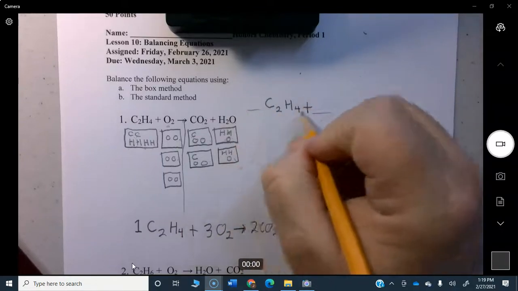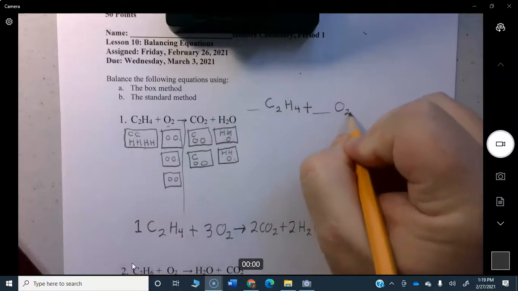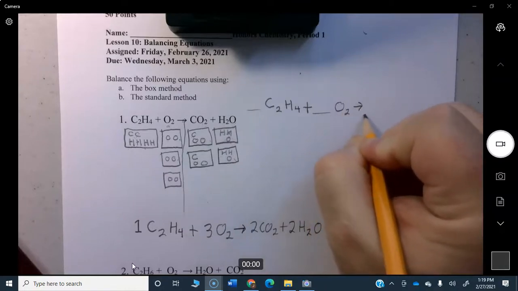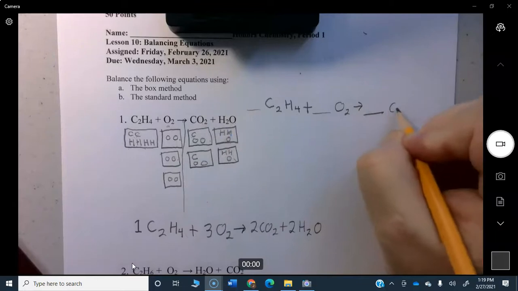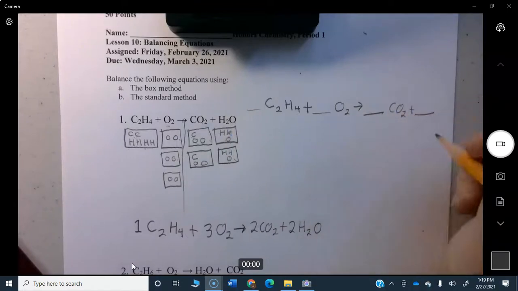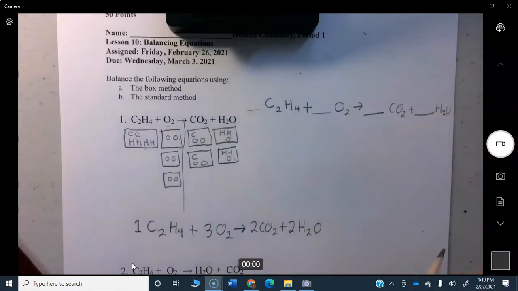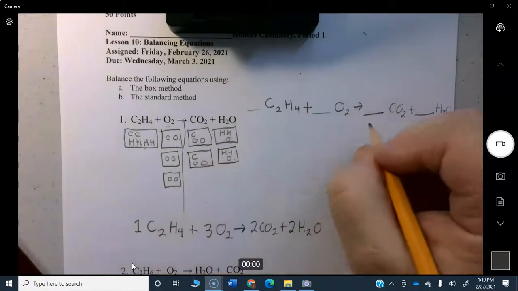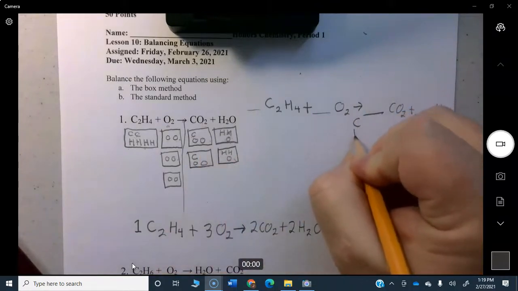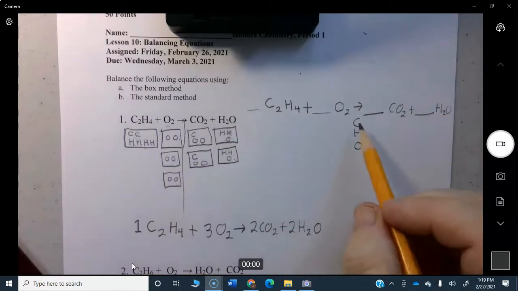Okay, what I'm going to do is put a little line, because this time I'm going to write the coefficients right up here in front of this. So we got O2, arrow, CO2, plus space. Again, I'm just leaving space for my coefficients, H2O. Okay, there we go. All right, so now what you do is you take each of the elements and you write them down here, C, H, O. And now you simply count atoms.